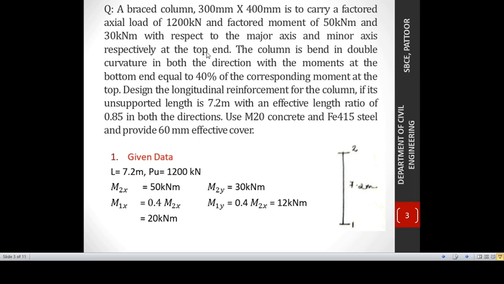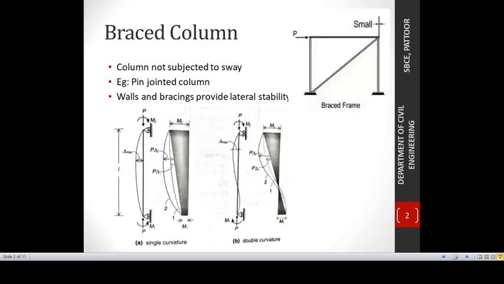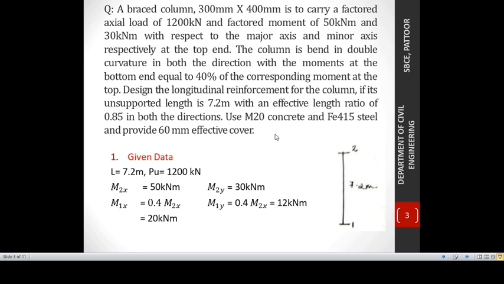And the column is bent in double curvature. This is the indication of double curvature. So this column is subjected to double curvature. It has importance, which I will explain later in the design. It has double curvature in both directions with the moment at the bottom end equal to 40% of the corresponding moment at the top.